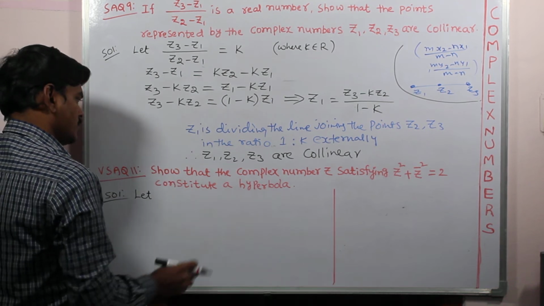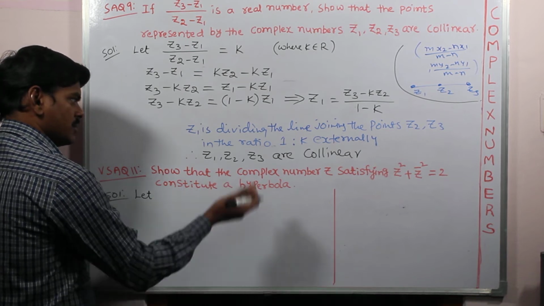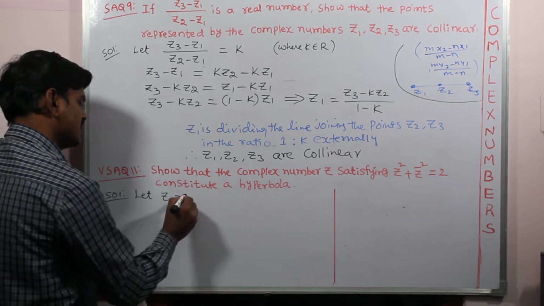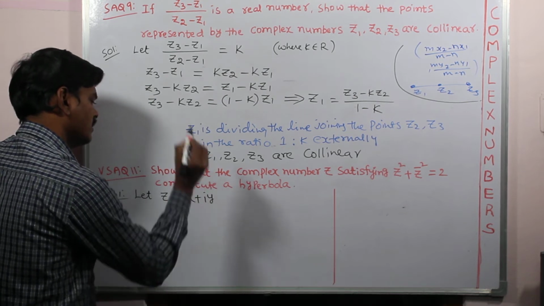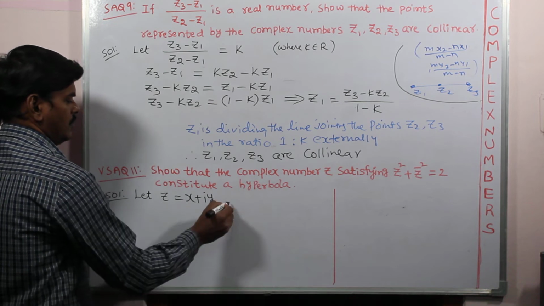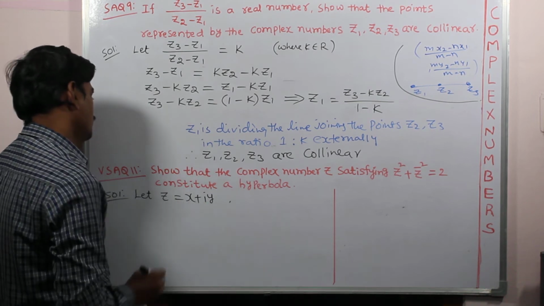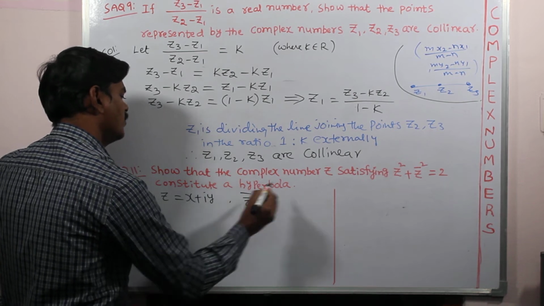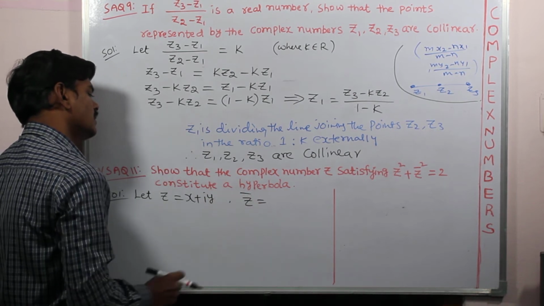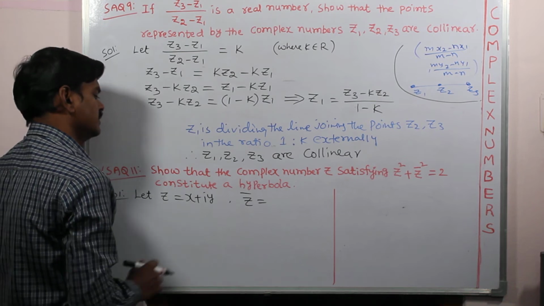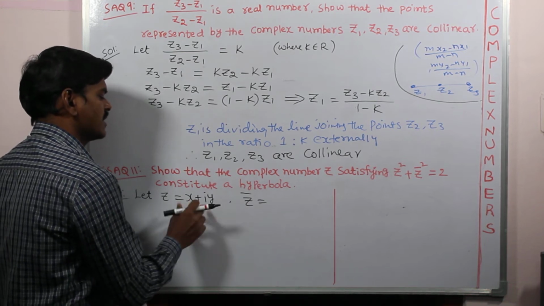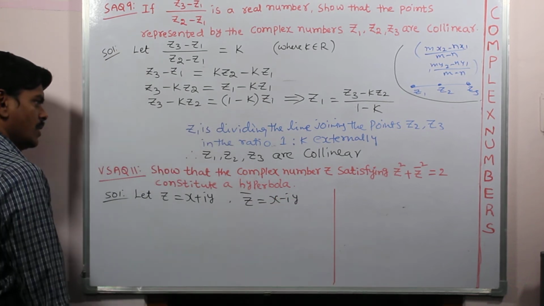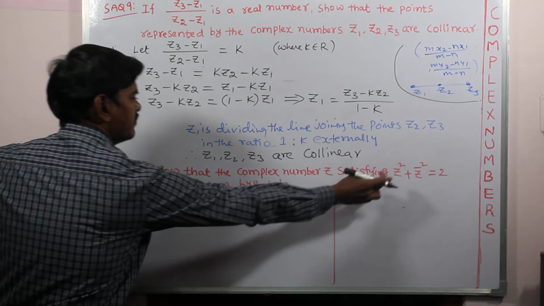In locus of z problems, as I told you, we proceed with the assumption: let z equal x plus iota y. We don't know. Now by assuming z equals x plus iota y, can you write z bar? Do you remember what z bar is? Z bar is the conjugate complex number of z. You know, the conjugate of x plus iota y is x minus iota y.